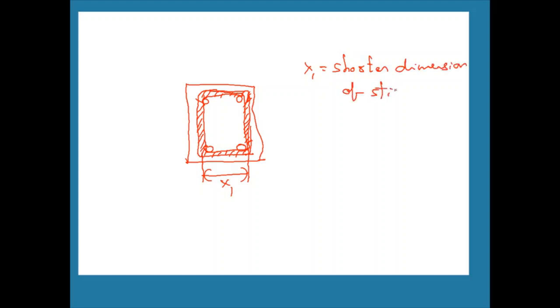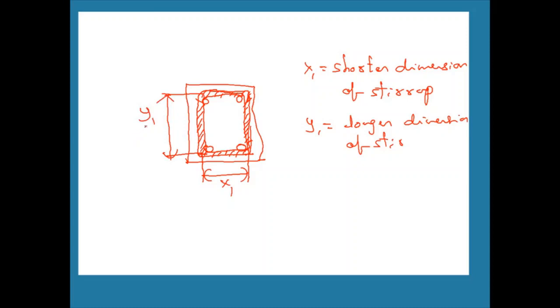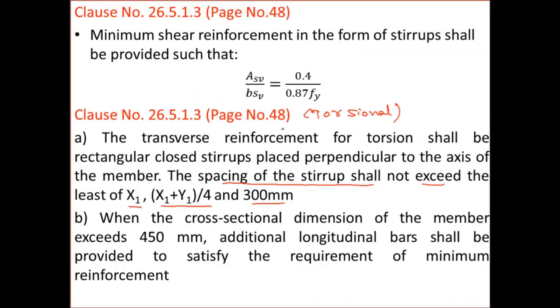Then what is y1? y1 is the longer dimension of the stirrup. That means if you take y1, again here center to center of stirrup you have to consider, not the center to center of bars. So here whatever the spacing between the stirrups is, when you consider the torsion, that should be least of (x1 + y1)/4 and 300 mm.